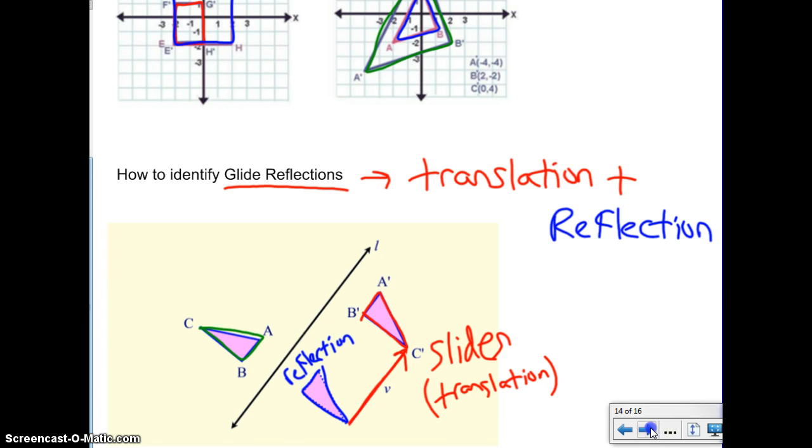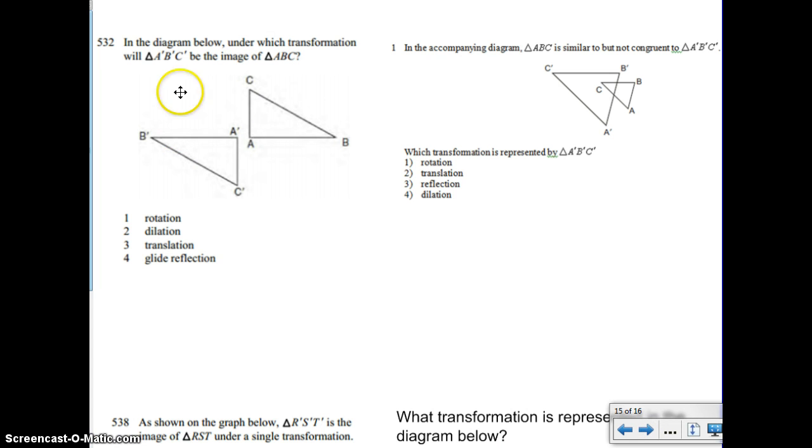So let's look at an example problem. Here, this one right here, number 532. Under which transformation will triangle A prime, B prime, C prime be the image of triangle ABC? So that means we started with triangle ABC, and somehow we ended up with triangle A prime, B prime, C prime. Let's go through it. Let's try to eliminate some. Maybe the answer jumps right out at you, but if it doesn't, let's look at our answers.